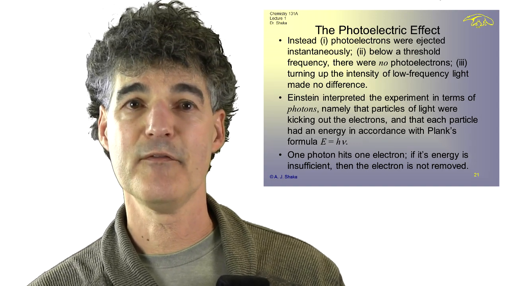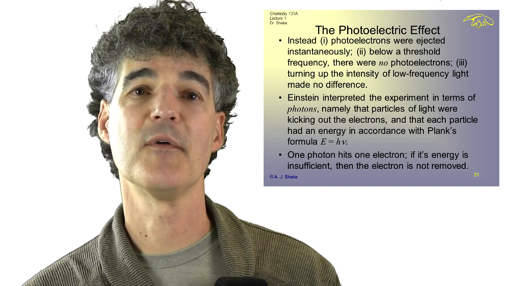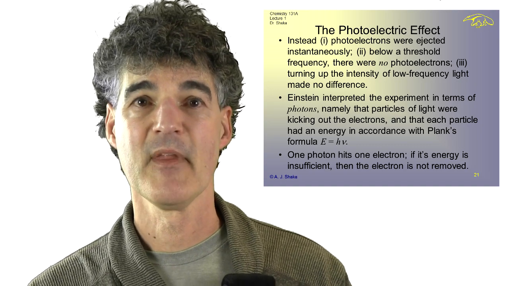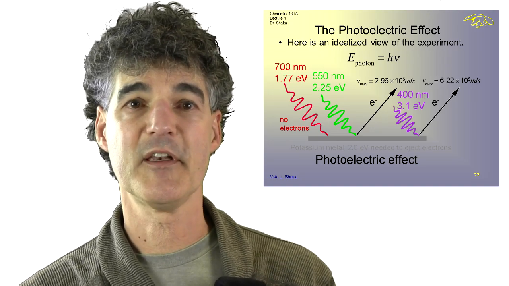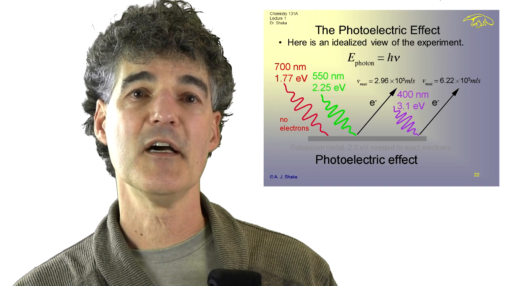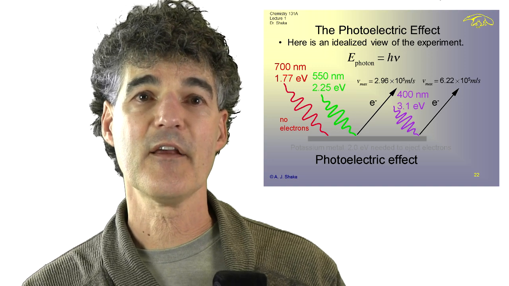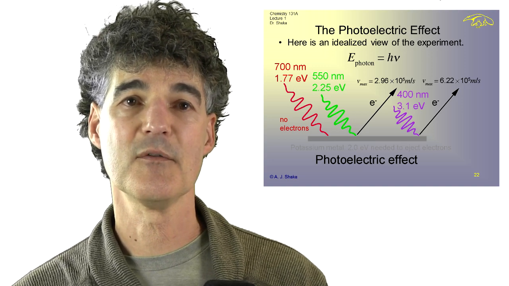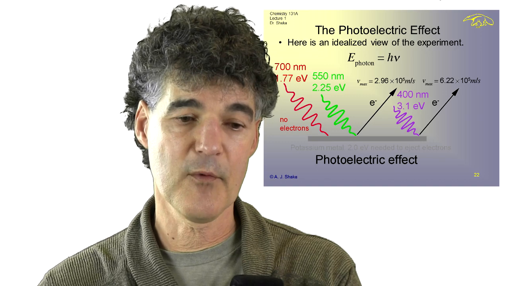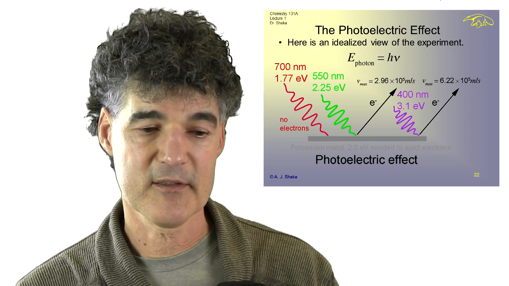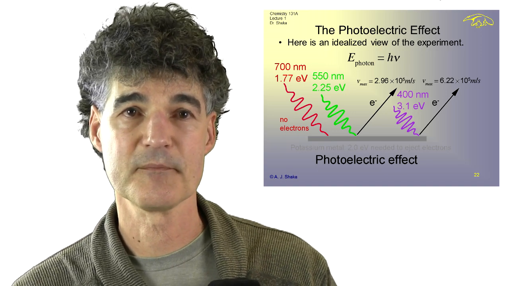So, as I said, if one photon hits an electron, and the energy is good enough, it kicks it out, otherwise the electron stays in the metal. So here's an idealized view of the experiment. I apologize for the gray of the potassium, it's hard to see. But this is a potassium metal, used because it's very easy to kick electrons out. And there are three wavelengths, and the energies are quoted too in electron volts. An electron volt is the energy that one electron gets by being dropped through 1 volt of potential difference, and it's 1.6 times 10 to the minus 19 joules.